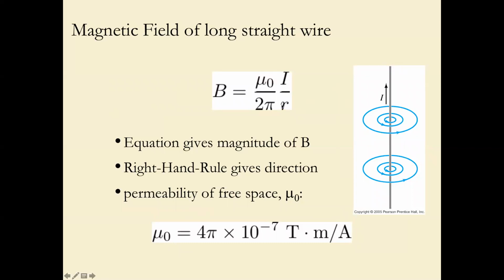As you can see here, the magnetic field is directly proportional to the current. However, it is inversely proportional to r. So that's why the magnetic field is decreasing. The strength of the magnetic field decreases when you go away from the current carrying wire. This is the equation to find out the magnitude of the magnetic field. And for the direction of the magnetic field, you will use the right-hand rule.